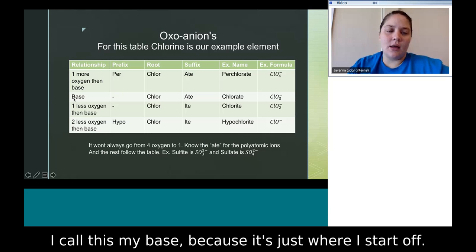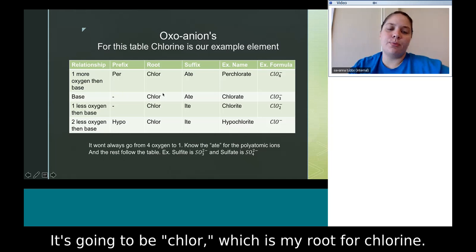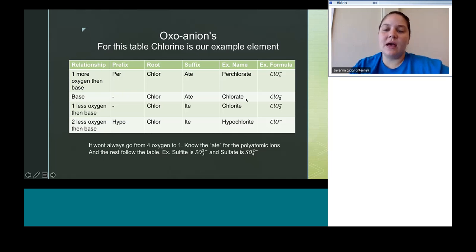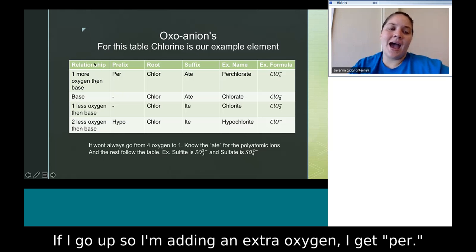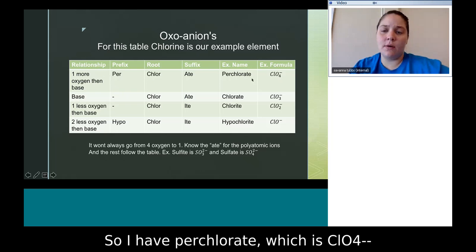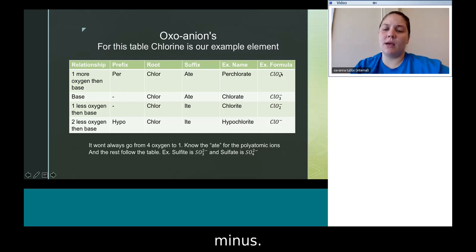I call this my base because it's just where I start off. With your base, you're not going to have a prefix. It's going to be chlor, which is my root for chlorine, ate. So I have chlorate as my element, which is ClO3-. If I go up, so I'm adding an extra oxygen, I get per. So per is my prefix, root ate. So I have perchlorate, which is ClO4-, so I added that 1 extra oxygen.